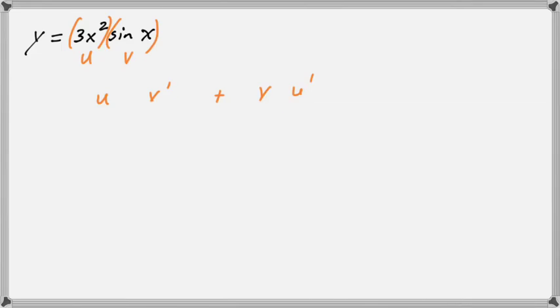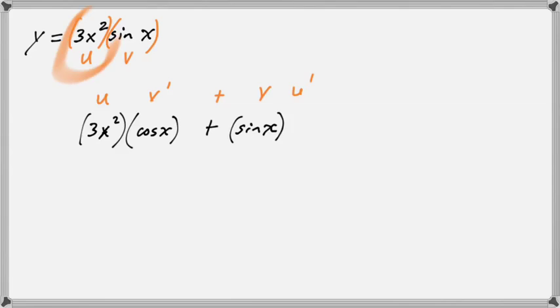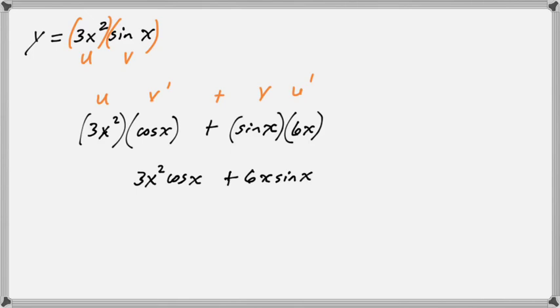So I bring down the first one, 3x squared, times the derivative of v. What's the derivative of sine? Cosine. Plus v, which is sine, times the derivative of u. What's the derivative of 3x squared? 6x. So you end up with 3x squared cosine x plus 6x sine x. Yes, you could factor an x out, but that's not what we're doing right now. I'm just emphasizing the rule. This is an example of the product rule.